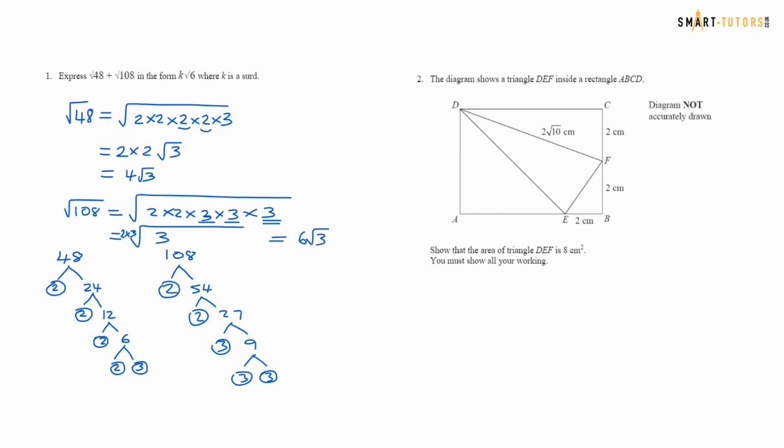So we're going to do 4 root 3 plus 6 root 3, which is going to be 10 root 3. So 10 root 3 equals k root 6. Right. Now we have to find out what is the k. So k equals 10 root 3 over root 6. Now we can't leave this as it is. We have to rationalize the denominator.